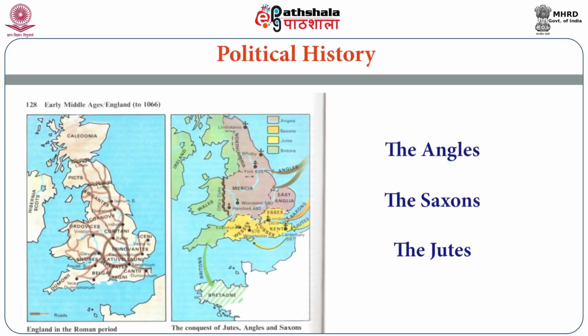Chiefly, three tribes came, and one from the Germanic land of Scandinavia. One is Angles, the second is Saxons, and the third is Jutes. Angles come from Germany, and Saxons come from the Elbe River in Germany, and Jutes come from Jutland.